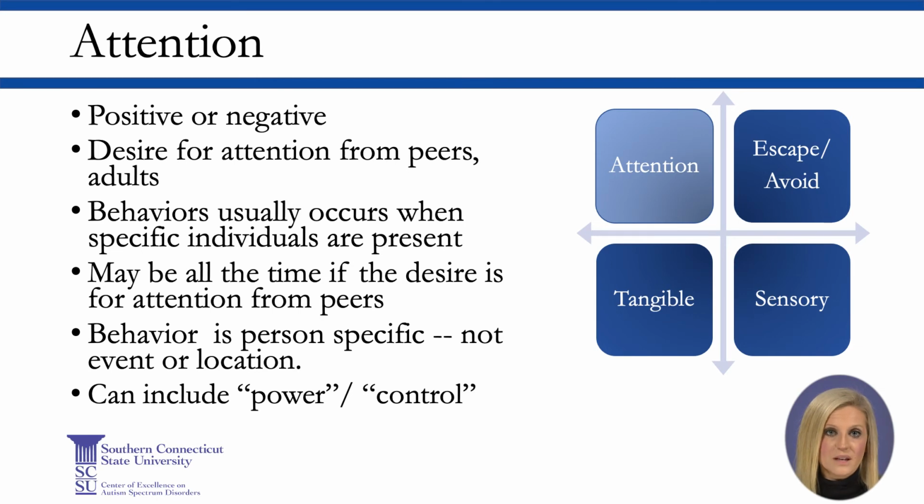The attention function basically states that individuals have a desire for attention, or that they like attention, and therefore their behavior continues to persist over time because their behavior is getting attention from someone. Oftentimes attention-maintained behavior can be in the form of attention from peers or from adults. It usually occurs when specific people are present. And it may happen all the time in a school setting if the desire is for attention from peers, because generally speaking, peers are present almost all the time in school settings. So attention-maintained behavior tends to be person-specific. It's not so much about an event or a specific location, but rather about a specific person or people. And here, we can also see attention-maintained behavior in the form of what seems like a power or control struggle, or behavior that looks like it's meant to obtain power or control.